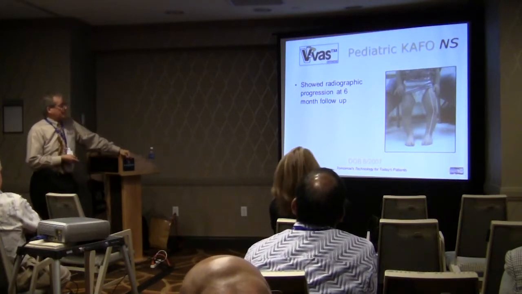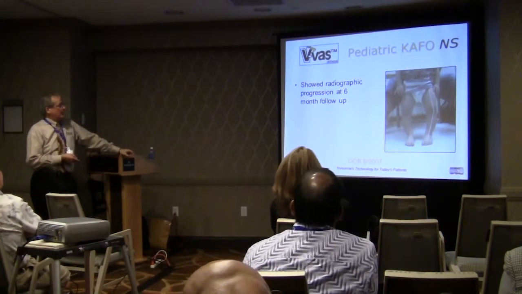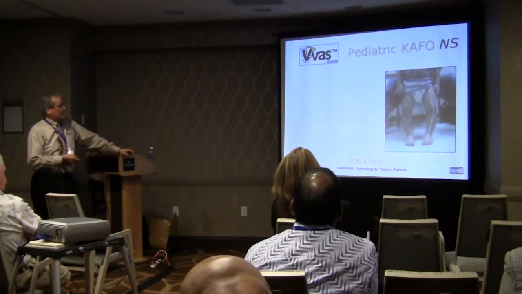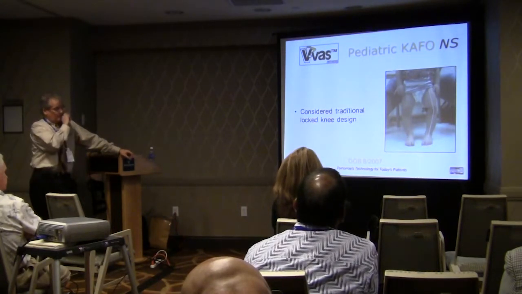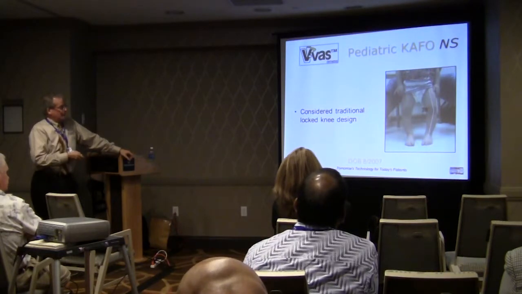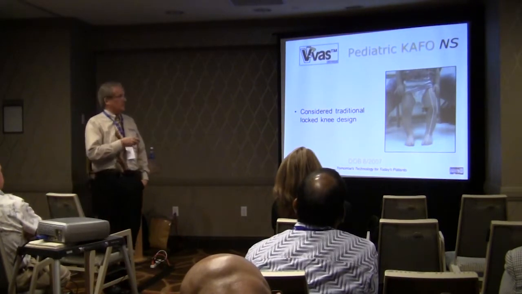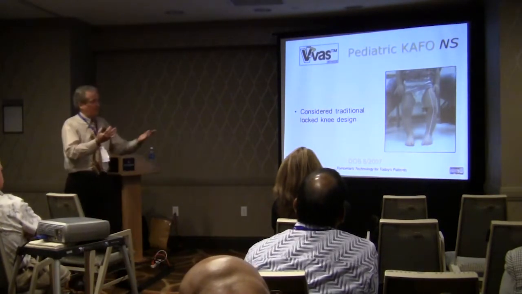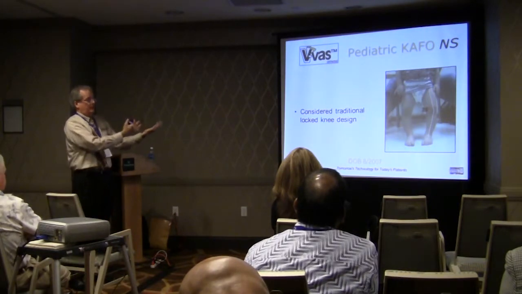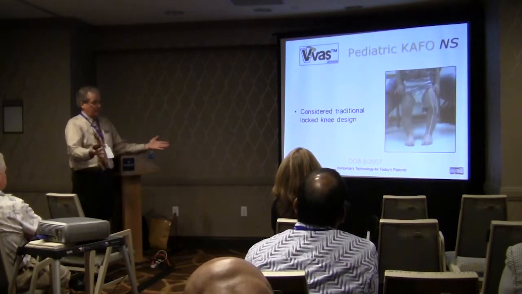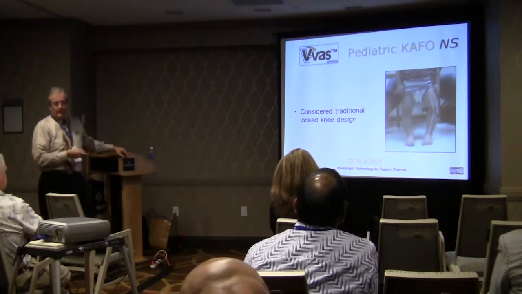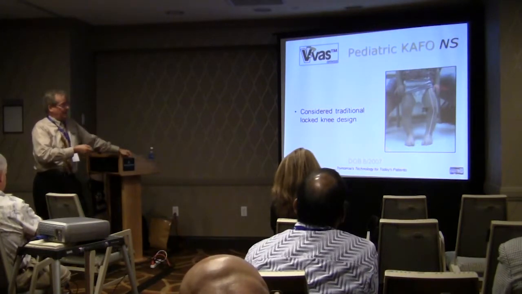Here's one particular patient that showed radiographic progression at 6 months follow-up. At the 6-month follow-up, the doctor considered a traditional locked knee design. And this isn't a bad way to do an initial assessment. It can even be recommended to the physician just to take a picture of the patient and just draw a line on the limb, or just have a picture so that they can associate it. Next follow-up, they take another picture. The kid's bowed more or is corrected. You don't have to take an X-ray and radiate them. Plus, families relate to this.